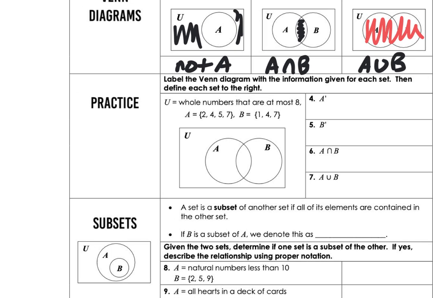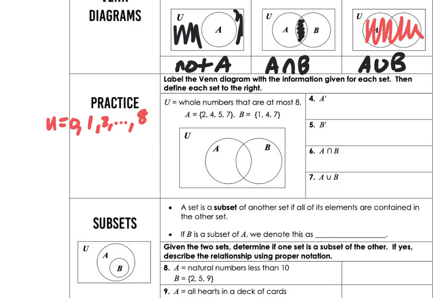So U would be all the numbers 1, 2, all the way up to 8. At most 8, which means we're including 8. So U would be all the numbers from, oops, I should have included 0. That's my fault. I just talked about it, but I didn't include it. U would be 0, 1, 2, all the way up to 8. A is 2, 4, 5, and 7. B is 1, 4, 7.